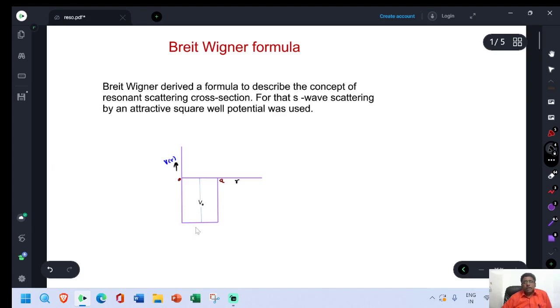The depth of the potential is minus V0. Suppose the nucleon is present inside the square potential, the potential value is minus V0. If it is outside the square potential, the value of potential is 0. Therefore, V of r equals minus V0 for r greater than 0 and less than a. Then V of r equals 0 for r greater than a, that means outside the square.